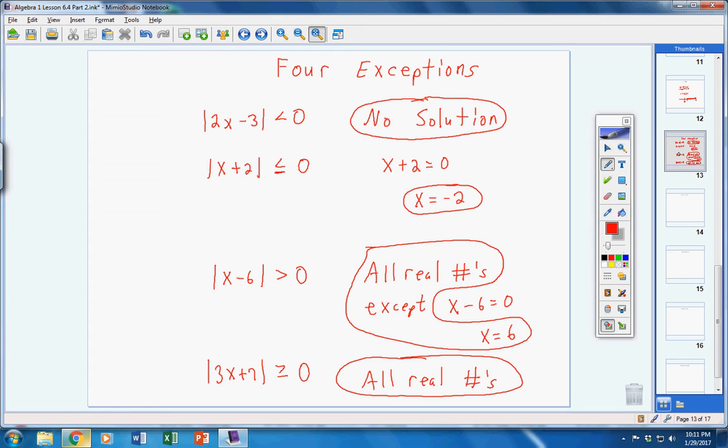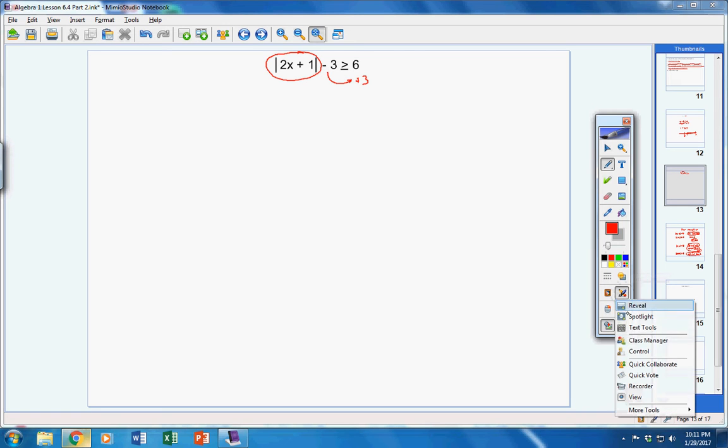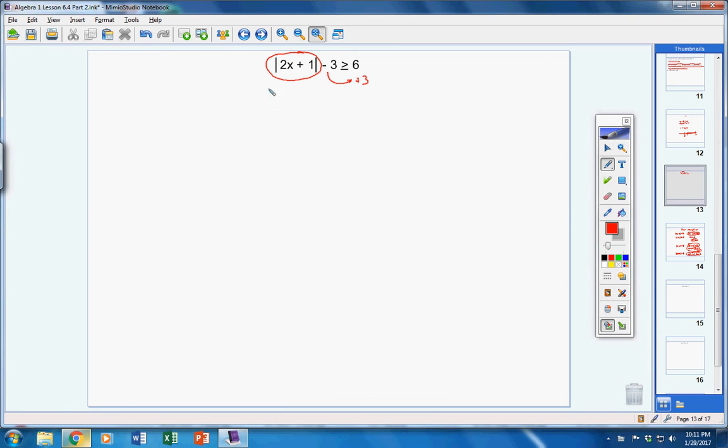Alright, let's drop that down to here, and here we go. Okay, step 1, let's isolate the absolute value. Here's your absolute value. We want to get it all by itself, so we have to bring this negative 3 over and make it a positive 3. So now your equation will look like this. 2x plus 1, absolute value, is greater than or equal to 9.